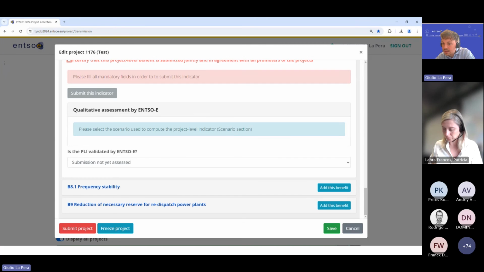Which scenario, NTDGA, will be used for assessment of the project by ENTSO-E and or the commission? This is still in discussion, so we don't have an answer on this yet. The commission will let us know soon.